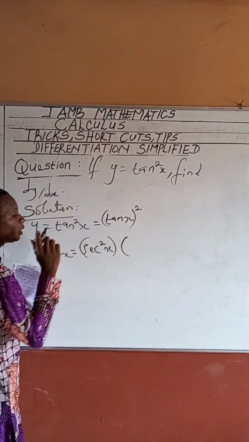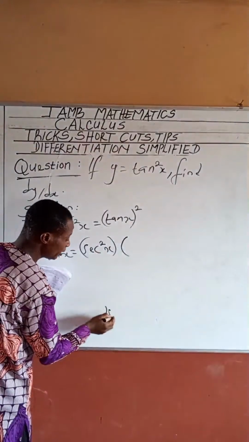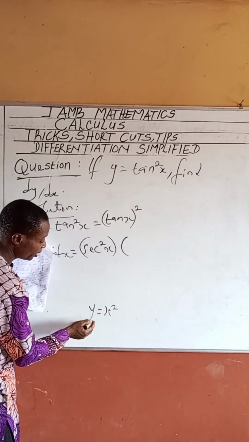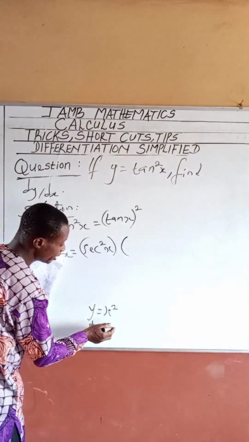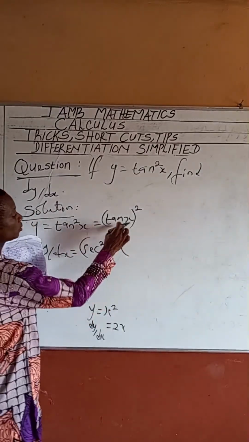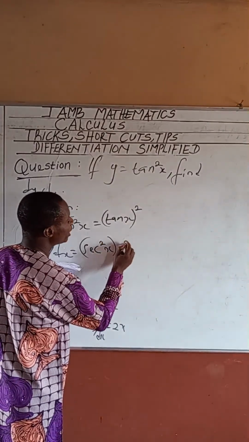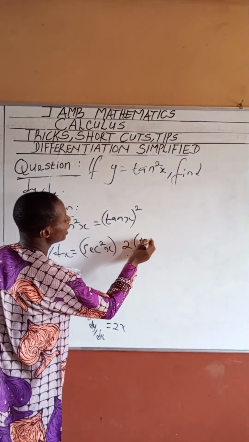Then we will now go ahead and differentiate this one like x square, the way I said x square is. If we differentiate x square, what's dy dx of x square? We'll get 2x. That's what we'll do here. So let's differentiate. It gives us 2 outside the bracket. Then we have tan x.